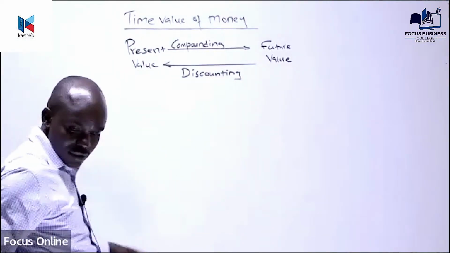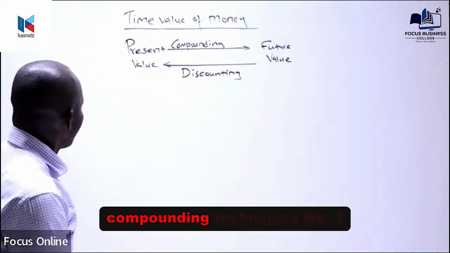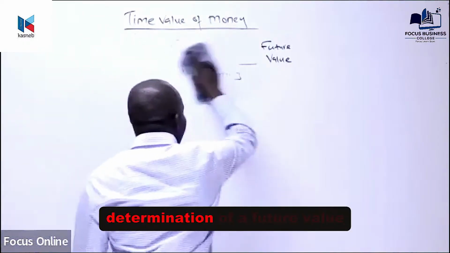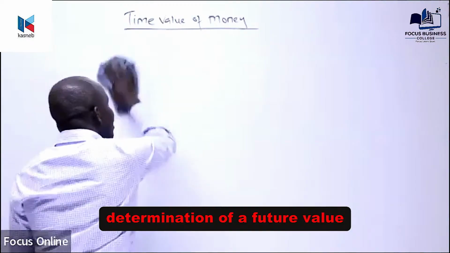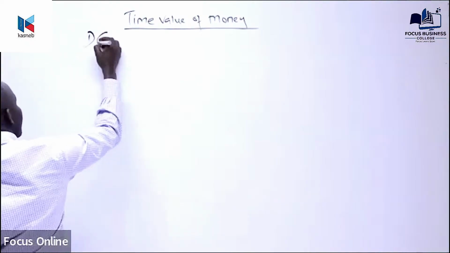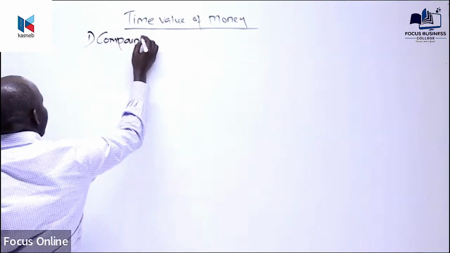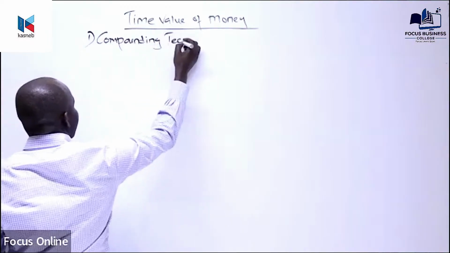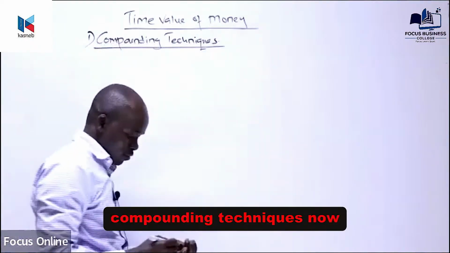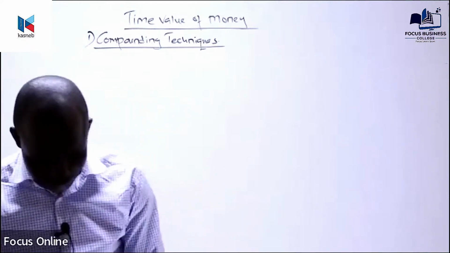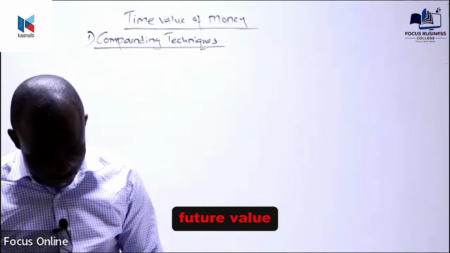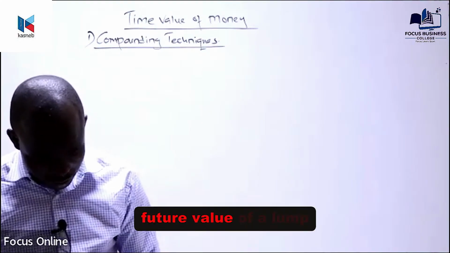So we start with the compounding techniques, number one: determination of a future value from a present value. Now, we start with future value of a lump sum.